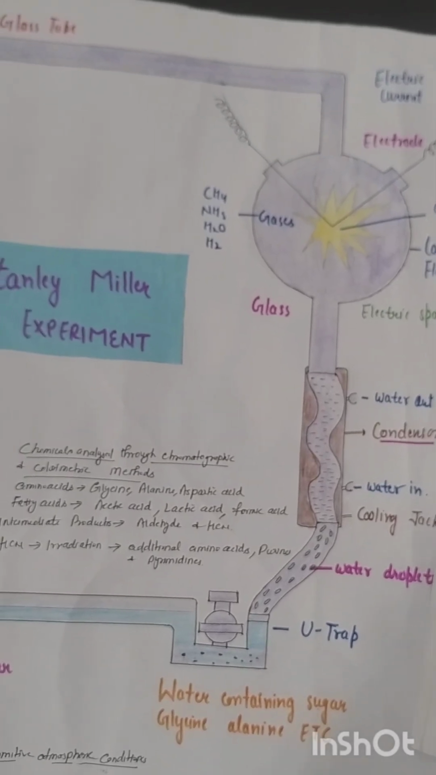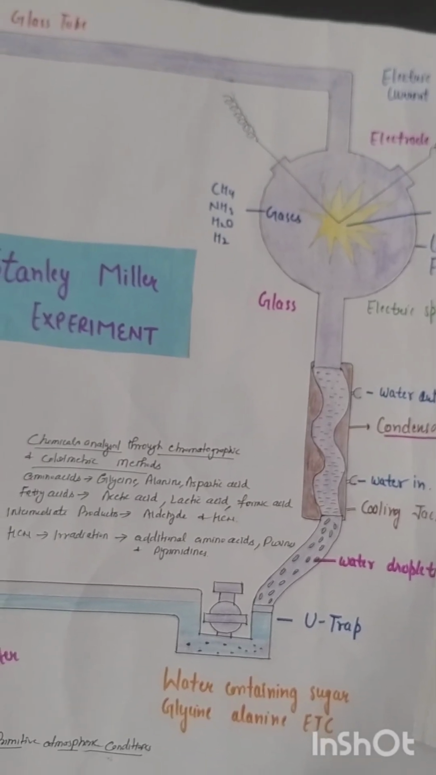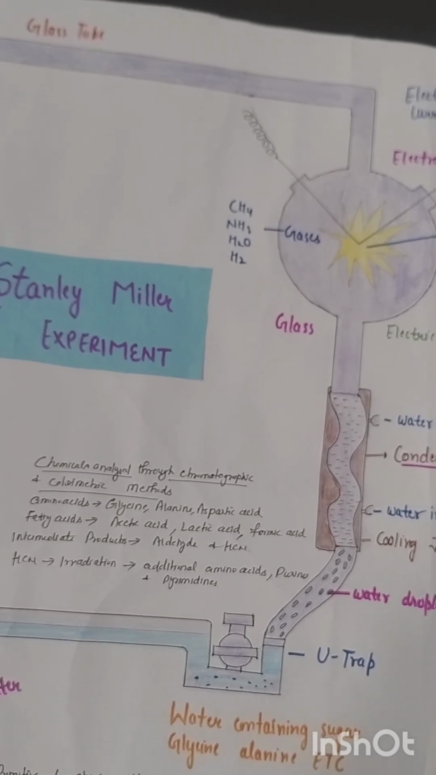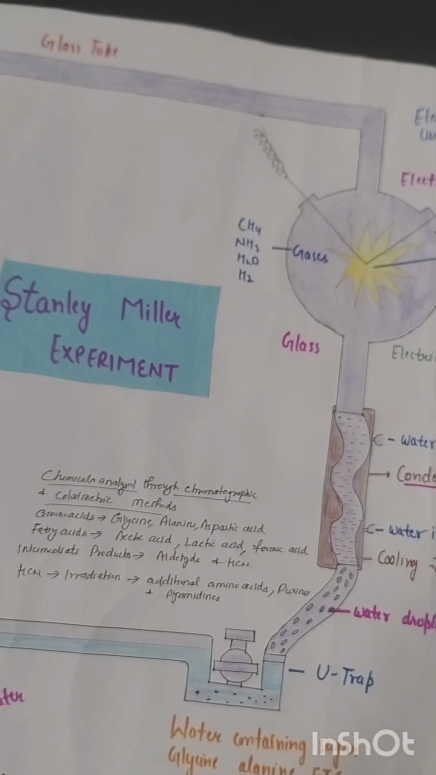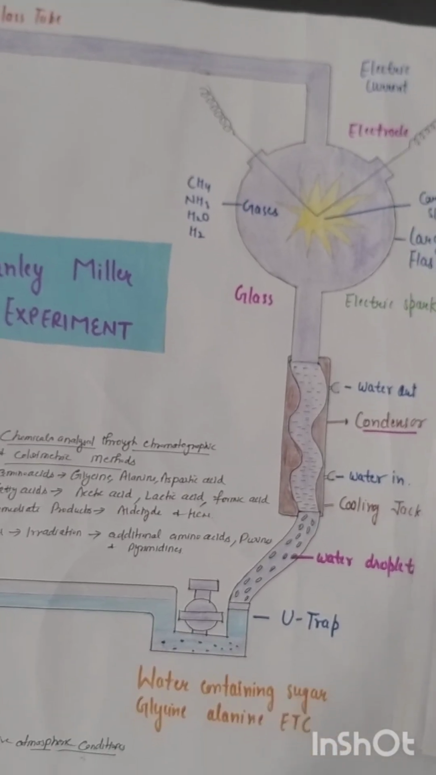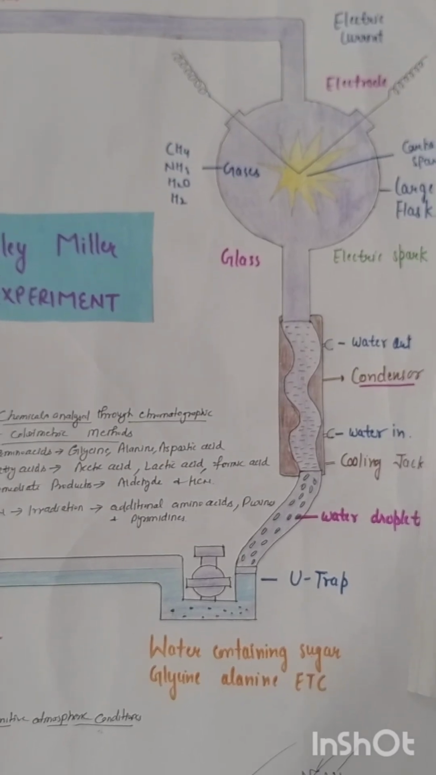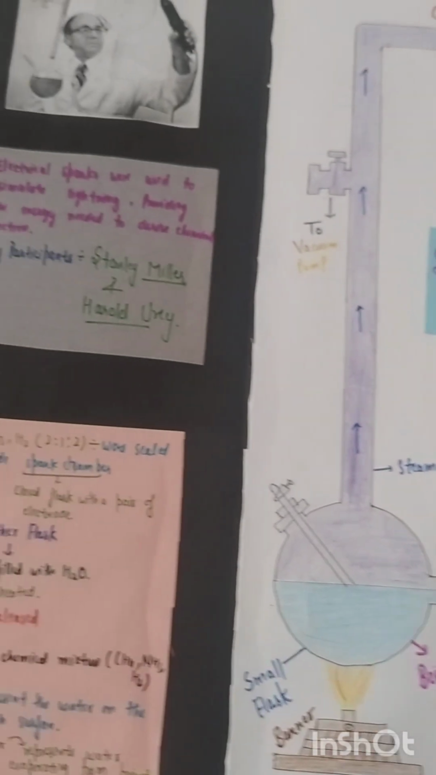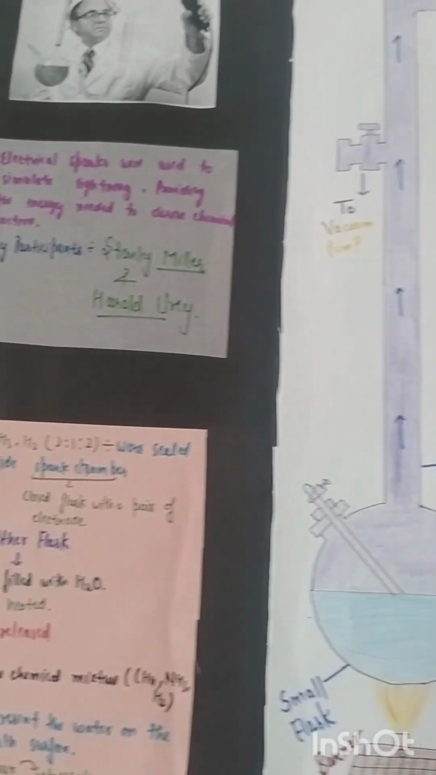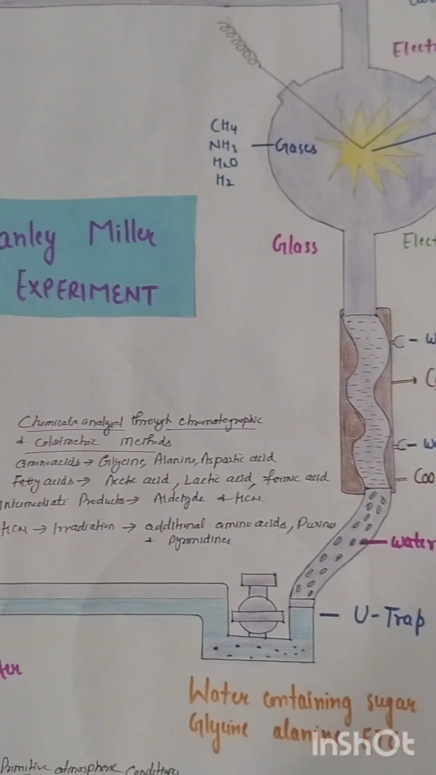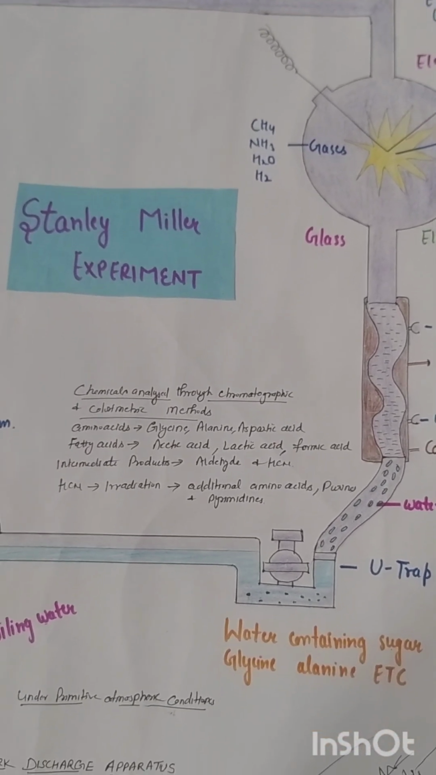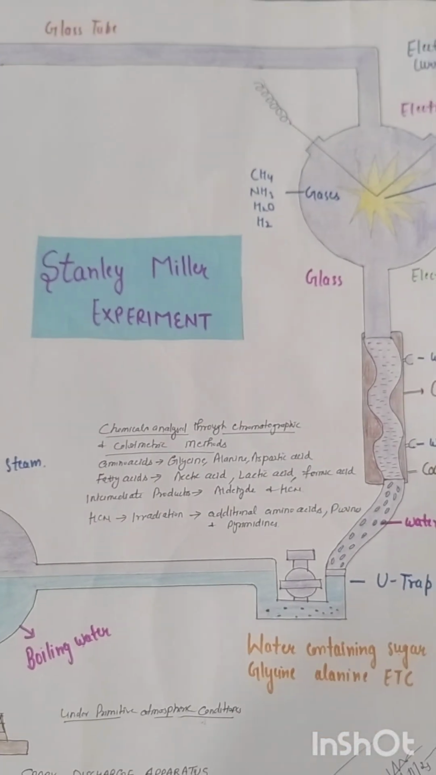So this was the experiment to prove that life originates from simple inorganic and then organic compounds. This is the apparatus of Miller showing abiotic formation of organic compounds under primitive atmospheric condition. So this is all about Stanley Miller's experiment, or you can say the formation of organic compounds under primitive atmospheric conditions.